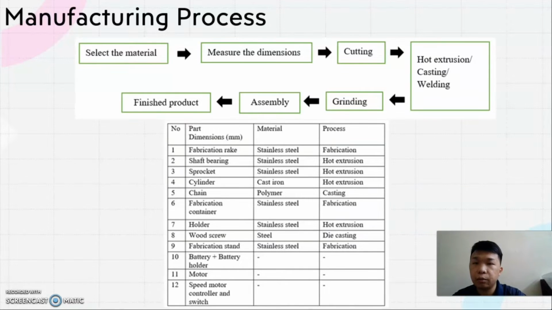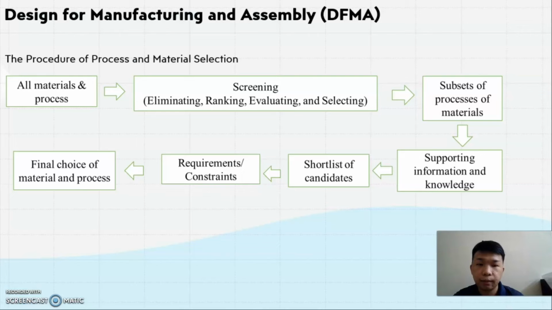Next, the manufacturing process chart shows the production process of the product. The table below shows the different parts with different materials using different processes. Next, for the design for manufacturing and assembly, below is the procedure of process and material selection.